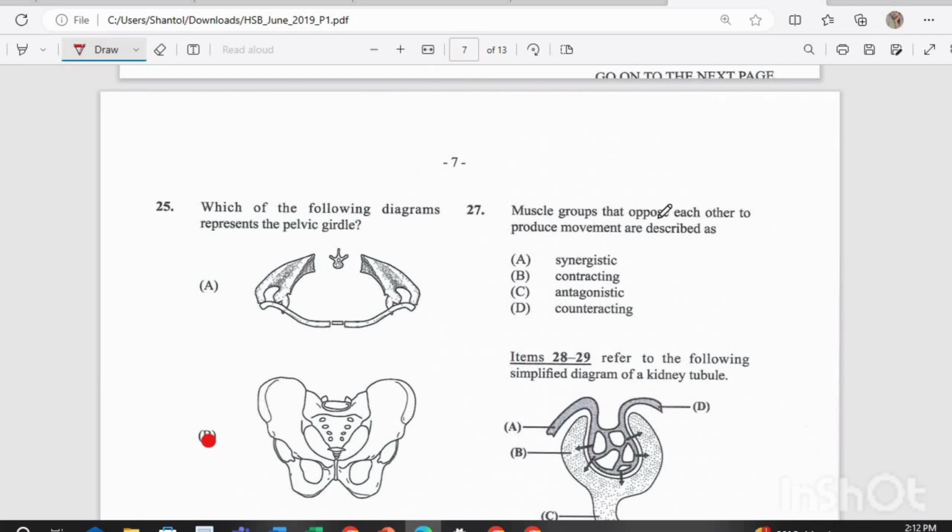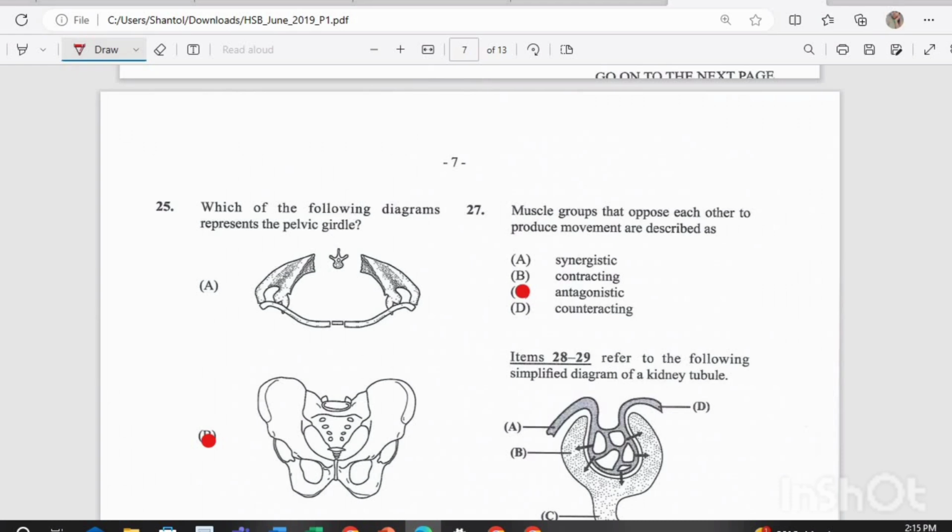Question 27. Muscle groups that oppose each other to produce movement are described as A. synergistic, B. contracting, C. antagonistic, or D. counteracting. The answer is C, antagonistic.